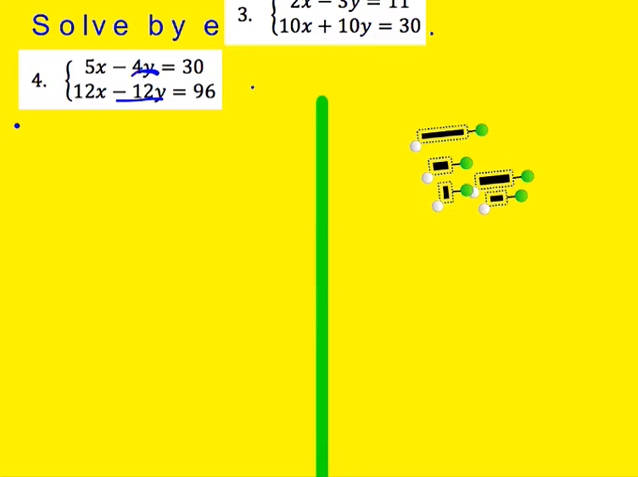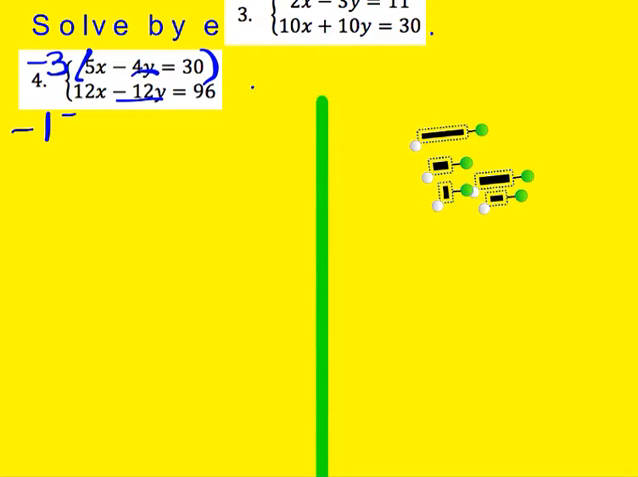Okay, so I see that I have 4 and 12, and something that I'm thinking is, okay, I can very easily multiply something by 4 to get 12. In fact, I can multiply 4 by 3, and that's going to give me 12. Okay, so now I have the same number, but what I don't have is opposite signs, okay? So then what I'm going to do is multiply by a negative 3, and that's going to give me that positive 12 that I need to cancel it out.